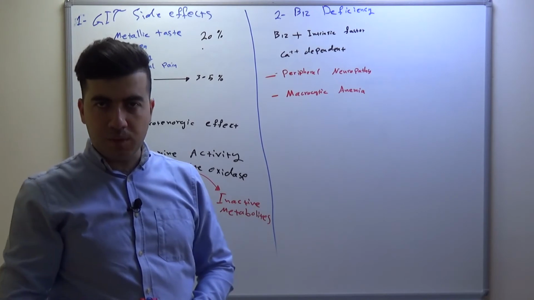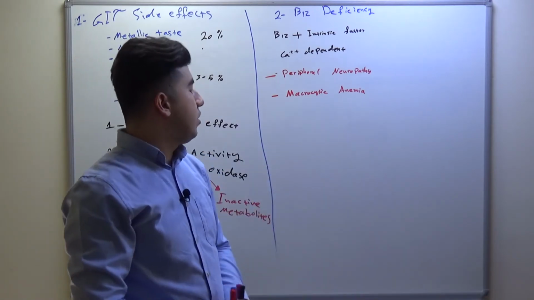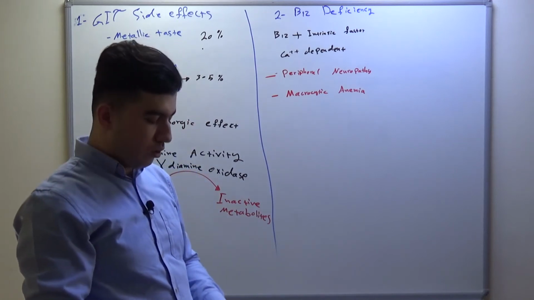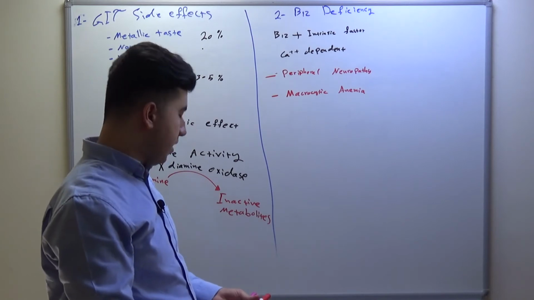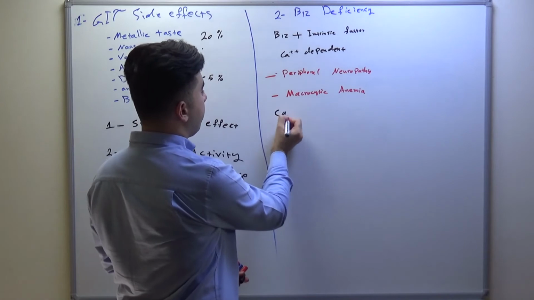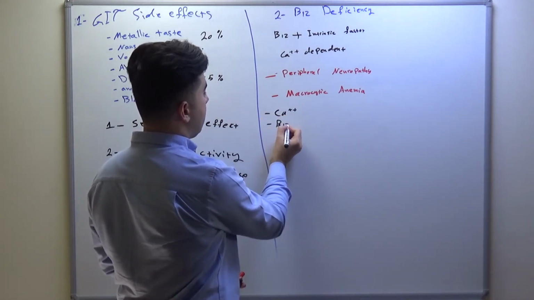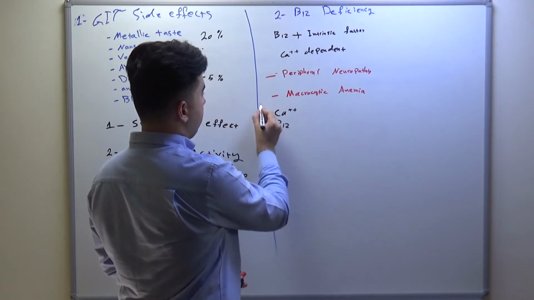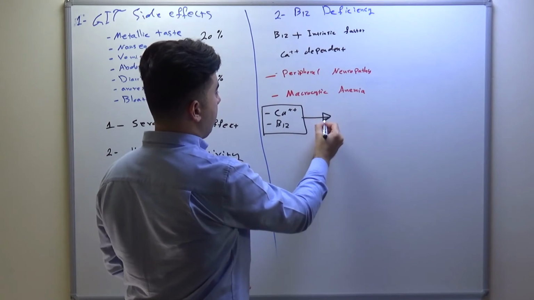So in any diabetic patient on metformin, if you have these conditions, you should investigate more for B12 levels in the blood. And this can be prevented maybe with supplemental calcium or B12 in small doses. These are for prevention.